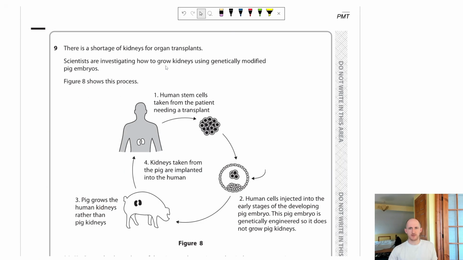I really was interested in this question back when I did GCSEs. This was actually a type of question they used. They do use it sometimes, but it's not super successful. But anyways, there's a shortage of kidneys and every organ.